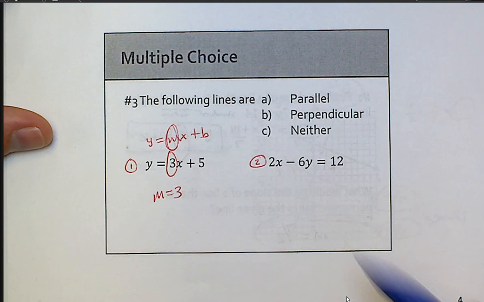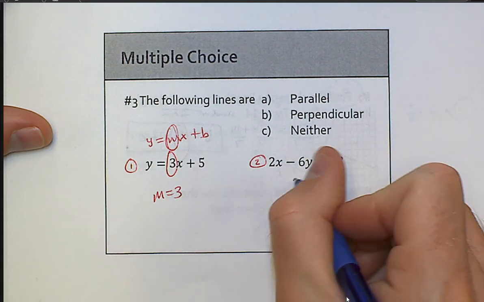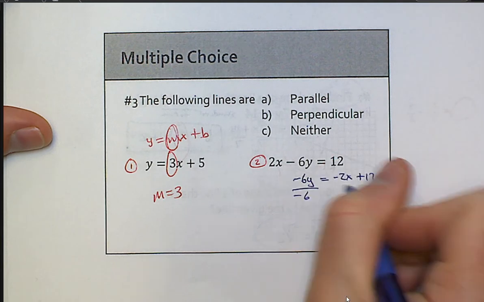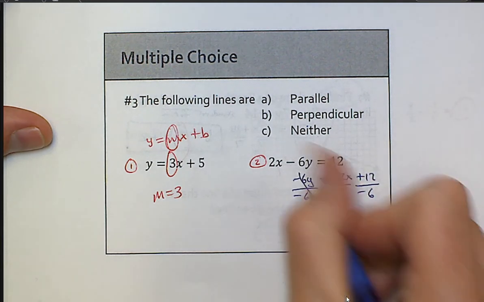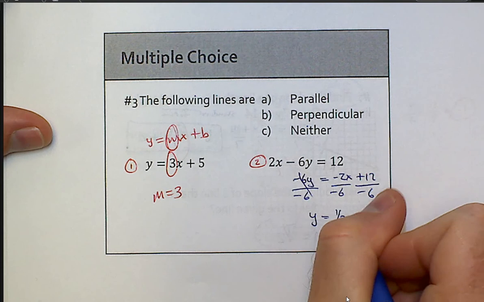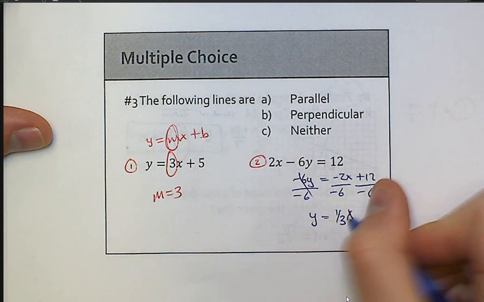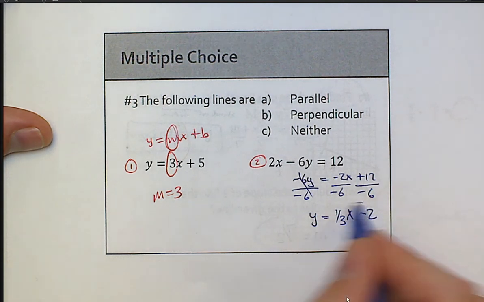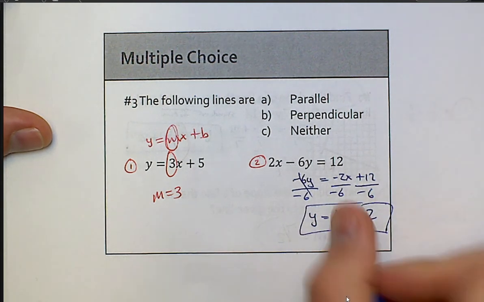We need to convert this into slope-intercept form, so I'd subtract the 2x, and I would divide everything by -6, and I'd get y equals 1/3. Negative divided by a negative is a positive, and that would be subtract 2. 12 divided by -6 is -2. I put that in slope-intercept form. That has a slope of 1/3.